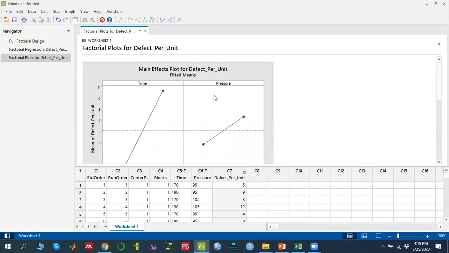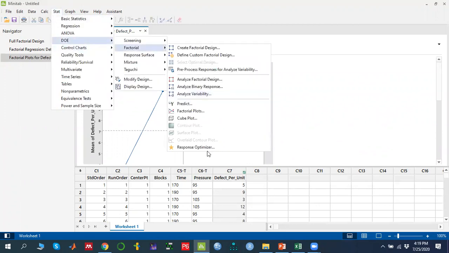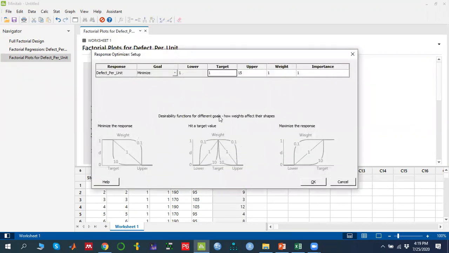There is another option in Minitab that lets us optimize our factors as well. How can you optimize that? That is basically the response optimizer. If I click over here, my target is that there should be a minimum number of defects per unit. So that's where we have set the goal. On the setup, they indicate what the goal is and what your target is. By default, they have considered a minimum number of defects, targeting 1. The maximum data value in your data set is 15.